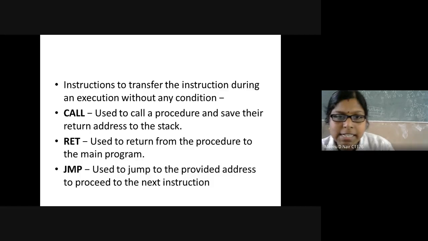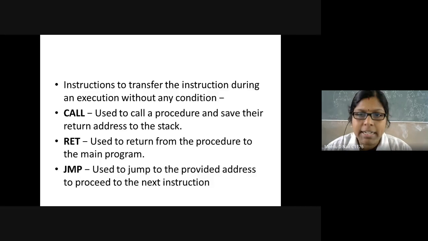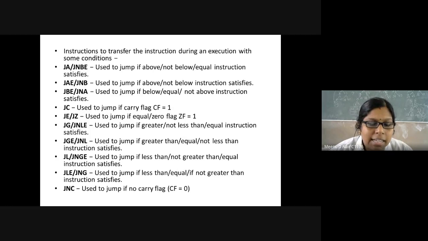These are the instructions without any condition. Next are the instructions with some conditions. If and only if this condition is satisfied, or if and only if this condition is there, then only you can move. That is the instruction with the condition.